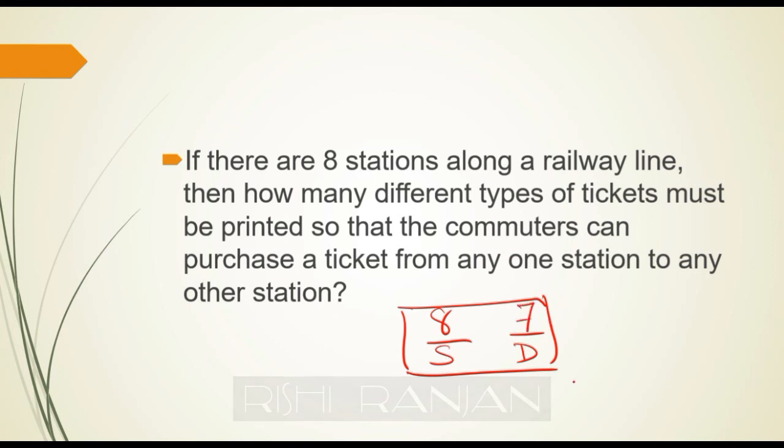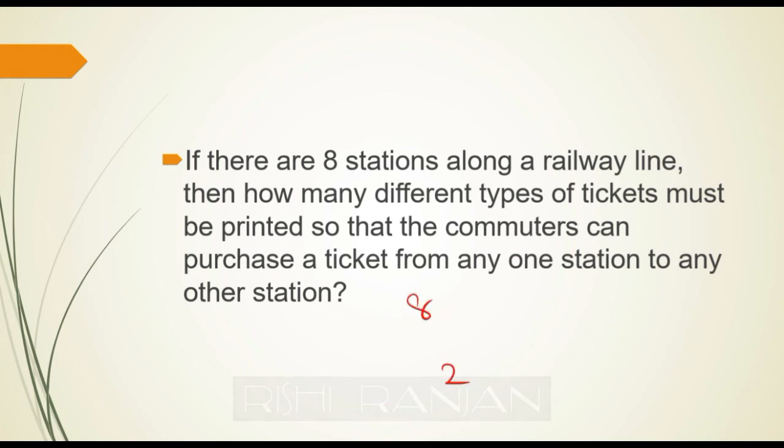If the same station becomes the destination also, the ticket becomes Bangalore to Bangalore, which cannot be a ticket. It is not possible. So for the destination we'll have one station less. That's why it is 7. So the number of options will be 56. Types of tickets will be 56. For one ticket I need 2 stations, out of 8 I need 2. I just have to understand, is it C or P?